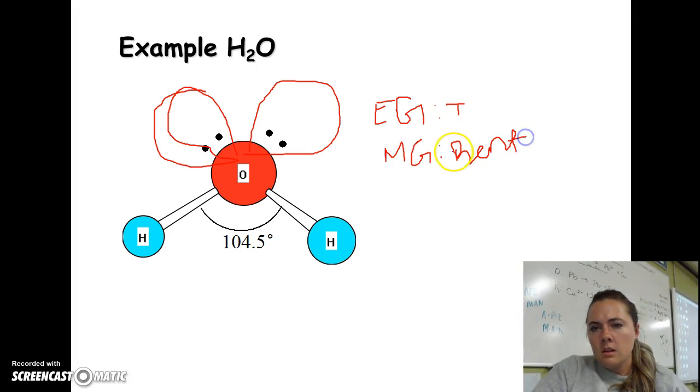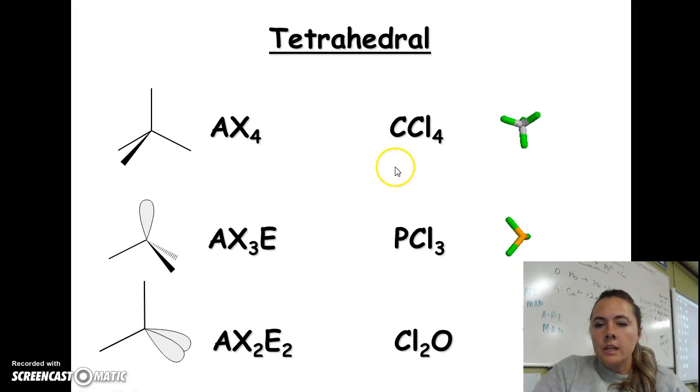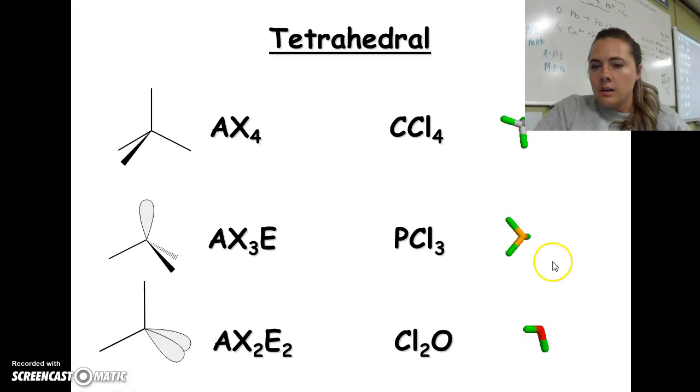You can read that, right? Yeah. So bent. So here are all the possible things for tetrahedral. These are all, its electron geometry is all tetrahedral, right? But here, on this one, we've got tetrahedral as its molecular geometry as well. Here, its molecular geometry is trigonal pyramidal. And here, down here, its molecular geometry is bent.